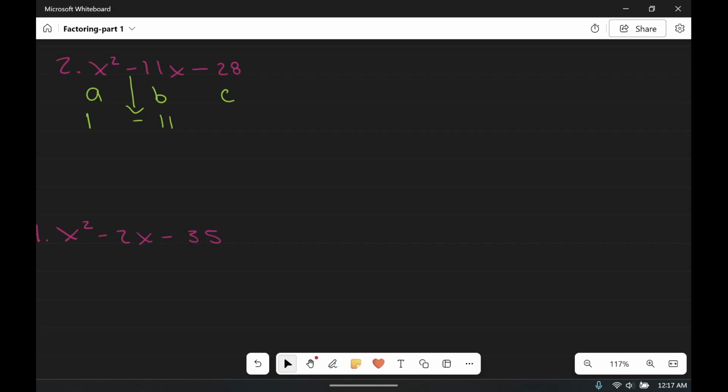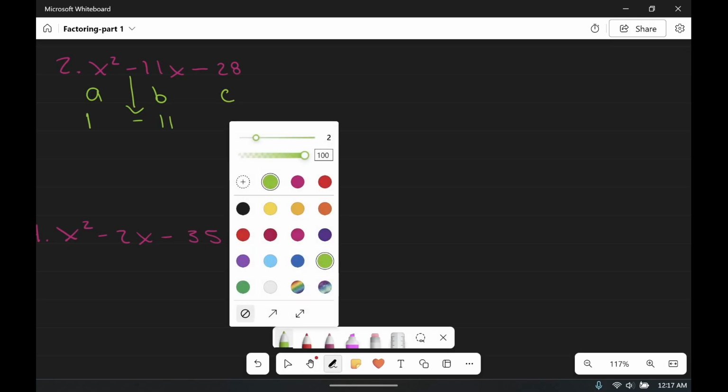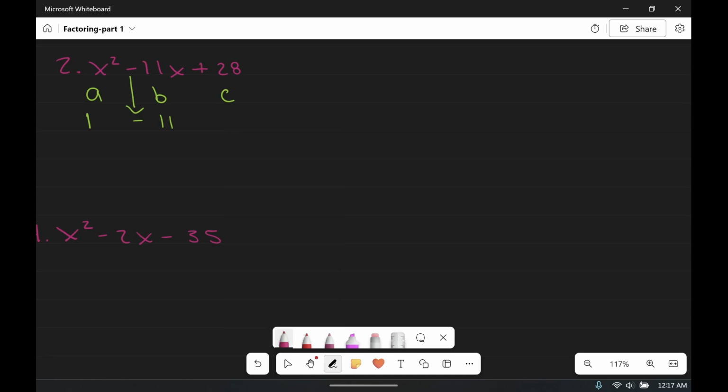Actually, I think this is meant to be positive 28 for this problem, so I'm going to write that back in. There we go. Now we're back on track. C is positive 28. So what's our next step? We need to do A times C. 1 times 28 equals 28. And now we can do factor trees.